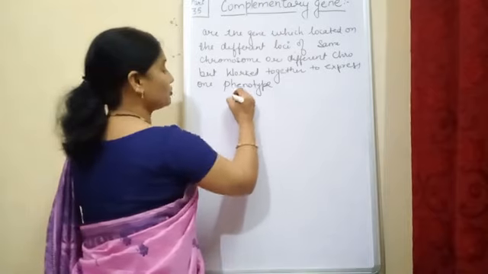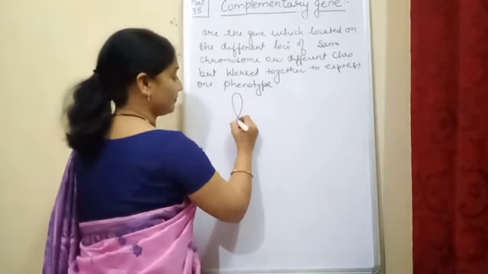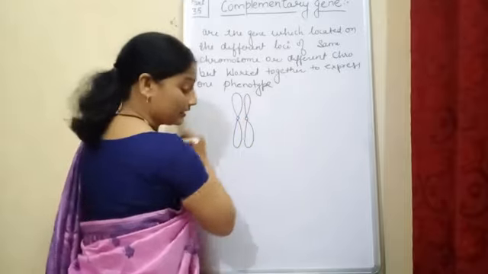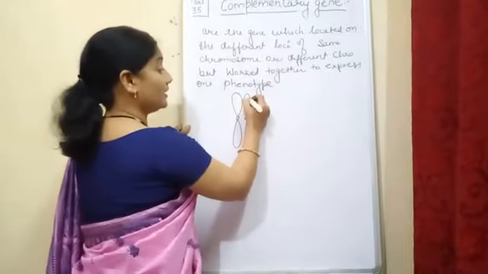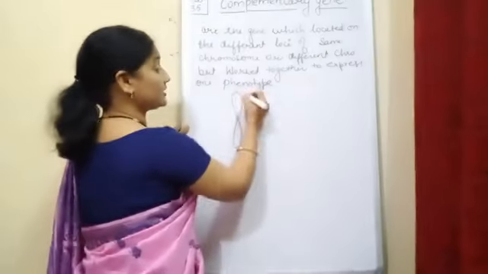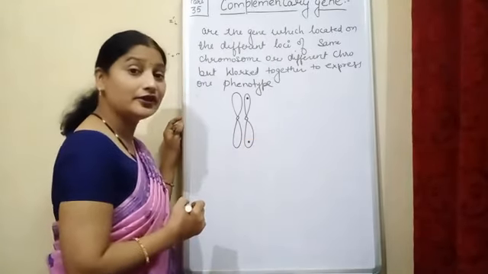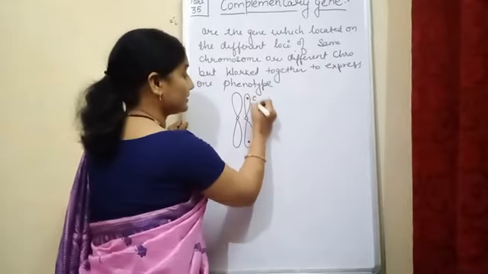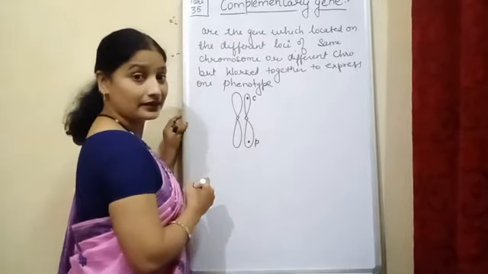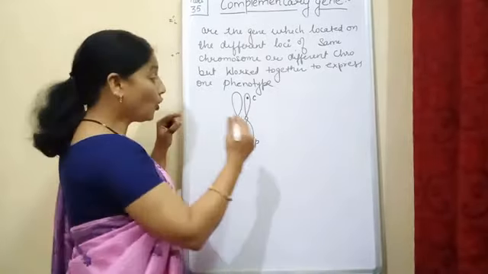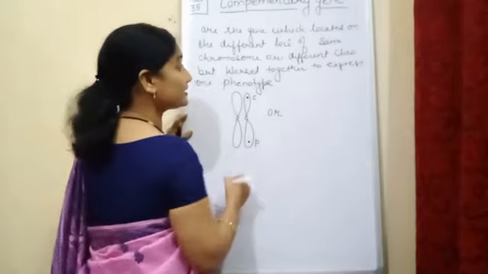Suppose I draw one chromosome like this. Okay, it's a pair. Now, if the genes are located on the same chromosome but at different loci, like C and P, then these are called complementary genes. Or what is the next term?